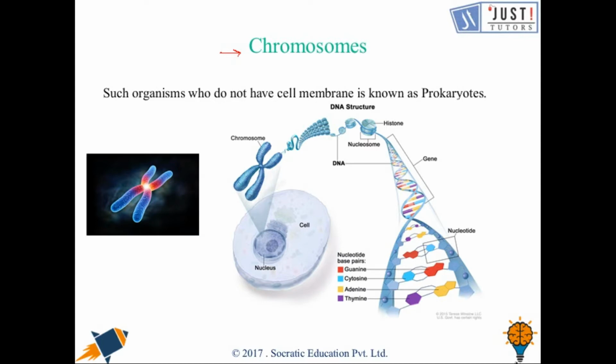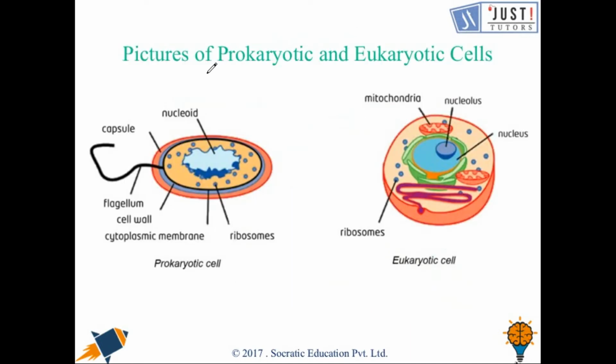In some organisms, the nuclear membrane is absent, and such an undefined nuclear region is known as nucleoid. Such organisms, which do not have a nuclear membrane, are known as prokaryotes. Here are pictures of prokaryotic and eukaryotic cells. This is a prokaryotic cell and this is a eukaryotic cell. For your better understanding, you can pause the video and look into it.